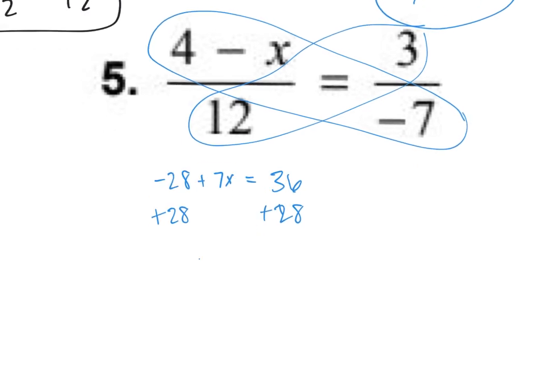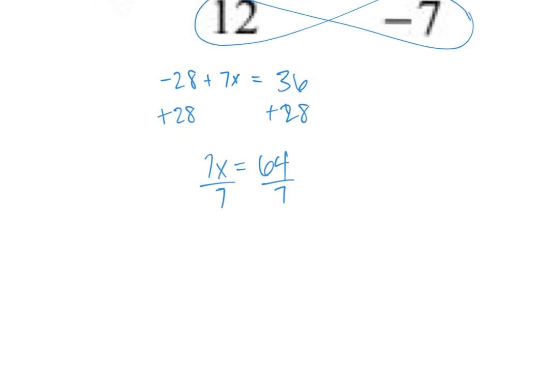We would get 7x equals, I think that's 64. Divide by 7, and that does not go in evenly, so we're just going to leave it x equals 64 over 7. Did I do that right?